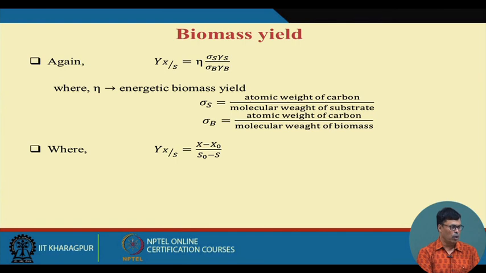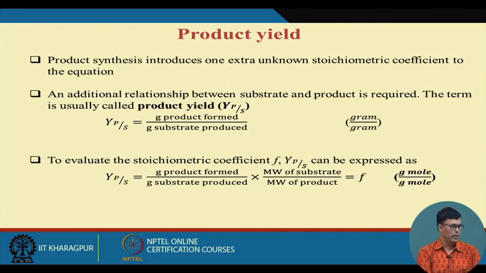I said we will solve some problems subsequently, and I think these things will be very clear to you then. Now, here, regarding the product synthesis, it introduces one extra unknown stoichiometric coefficient to the equation. An additional relationship between the substrate and product is required. This is called the product yield. What is Y P by S? It is the gram of product formed per gram of substrate consumed. This ratio is gram by gram, so it is dimensionless.